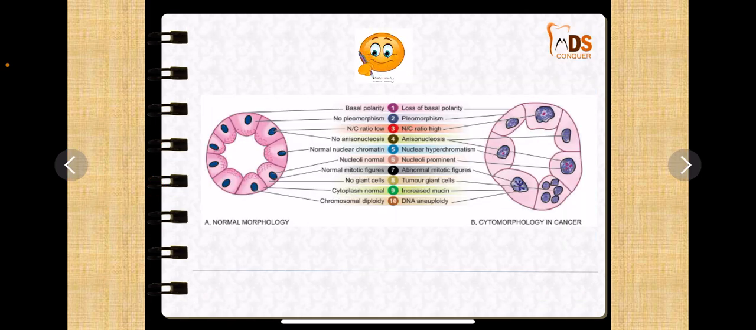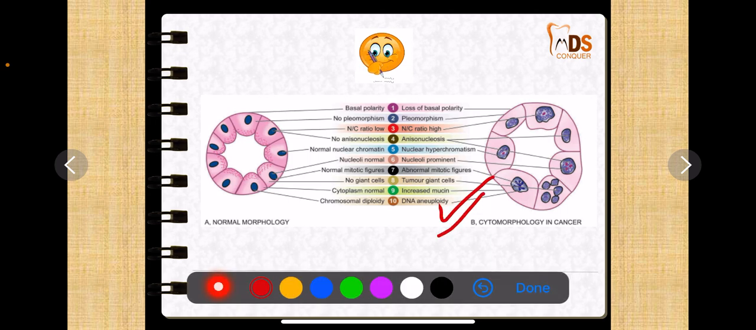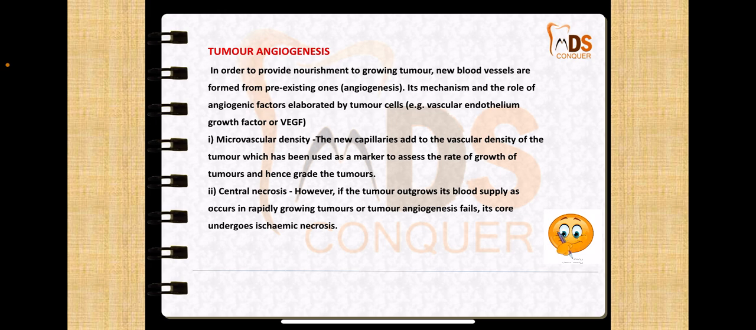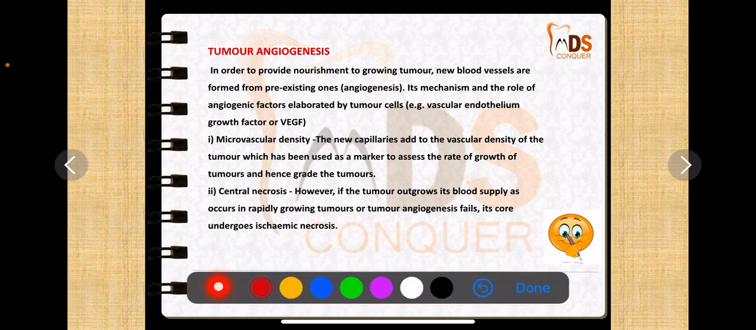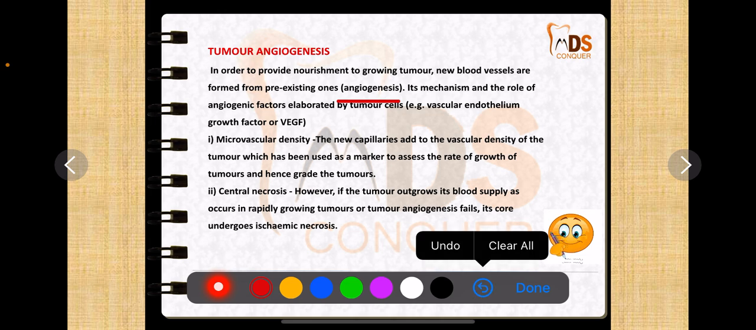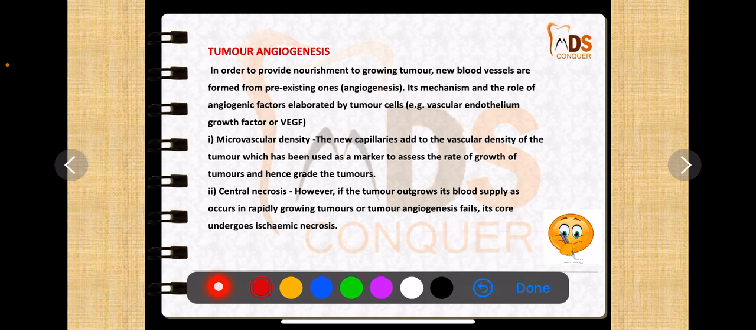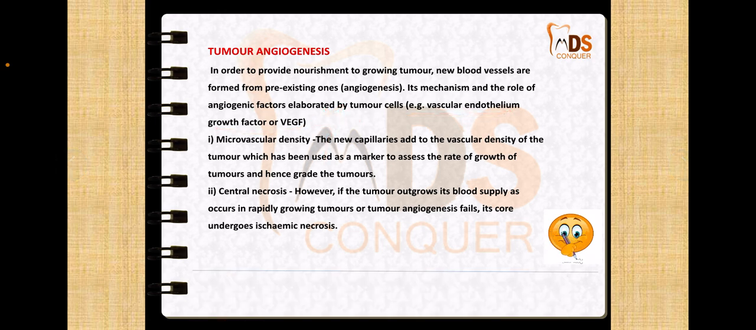Okay, so here this is cytomorphology in cancer, so this again is very important, so give a good glance to it. Next, tumor angiogenesis. In order to provide nourishment, newer blood vessels are formed from the pre-existing ones, and that is called angiogenesis. And here the angiogenic factor is vascular endothelial growth factor. Okay, so this is quite an important point.